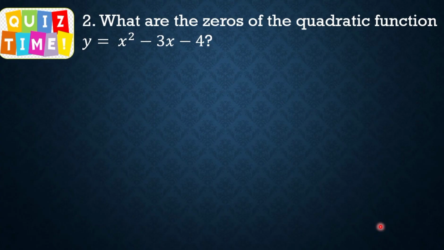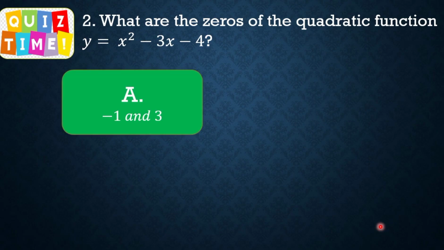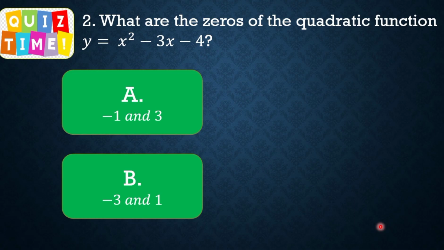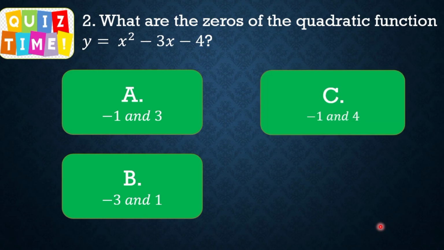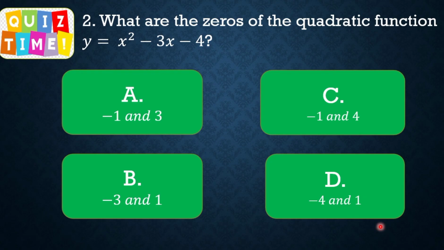For question number 2, what are the zeros of the quadratic function y is equal to x squared minus 3x minus 4? Letter A, negative 1 and 3. B, negative 3 and 1. C, negative 1 and 4. Letter D, negative 4 and 1. Alright, so the answer is letter C, negative 1 and 4. So dyan, pwede kayo gumamit ng any method, okay? So, marami kayong pwedeng gamitin dyan. Using factoring, quadratic formula, or completing the square.